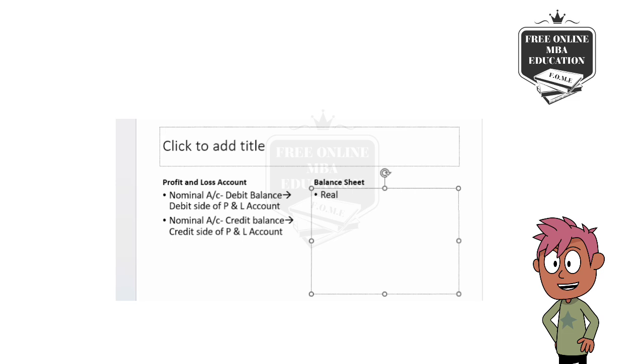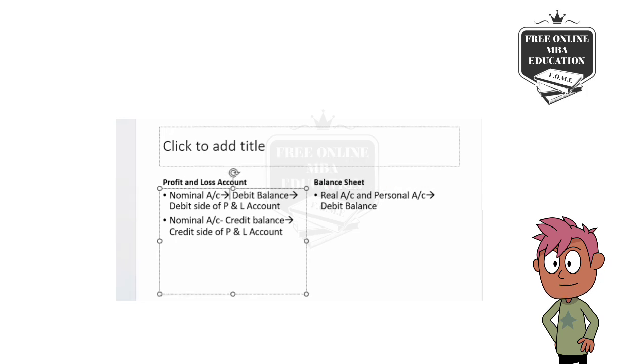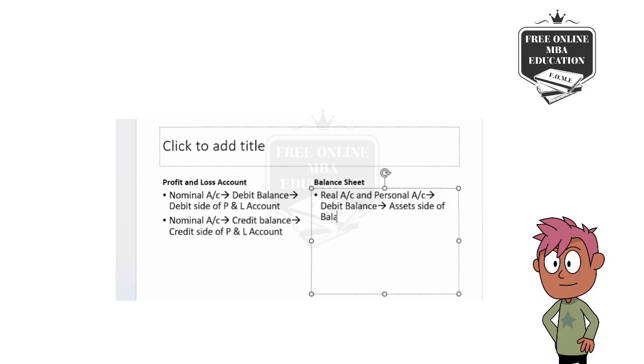For balance sheet, real account and personal account, debit balance would be finding place at the asset side of balance sheet, and real account and personal account, which is having credit balance, will find place at the liabilities side of balance sheet. This one you are supposed to remember very well.